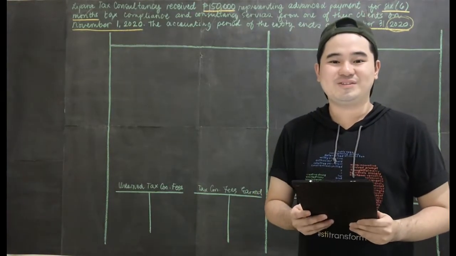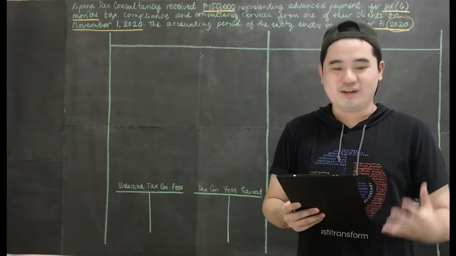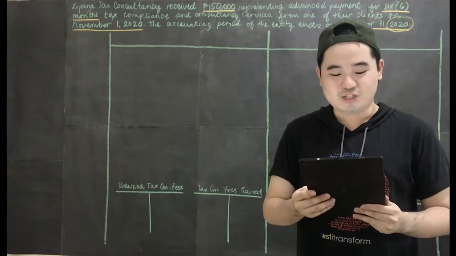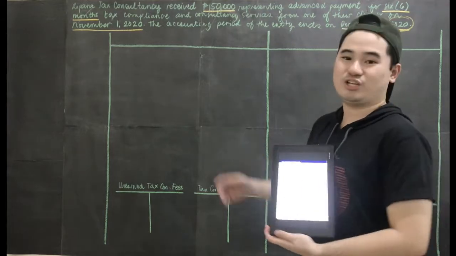Everybody, welcome to lesson 19, adjusting entries on deferred revenue. Before anything else, please download Handout 019, adjustments on deferred revenue. We will be using this handout for today's discussion.